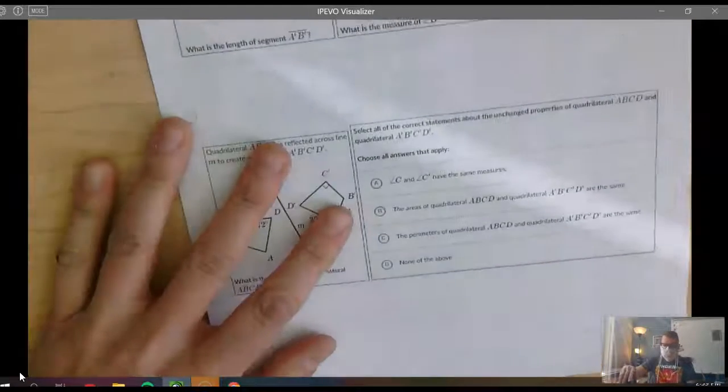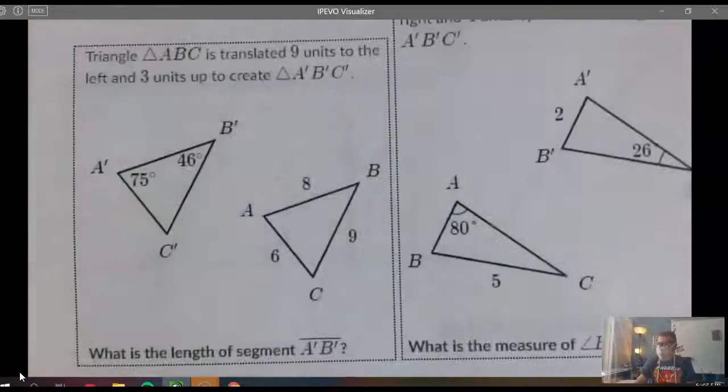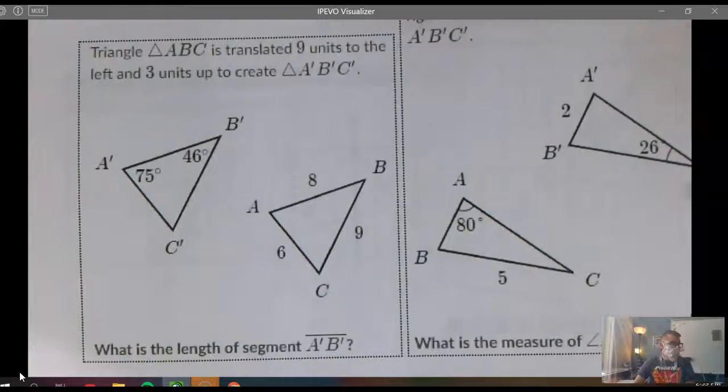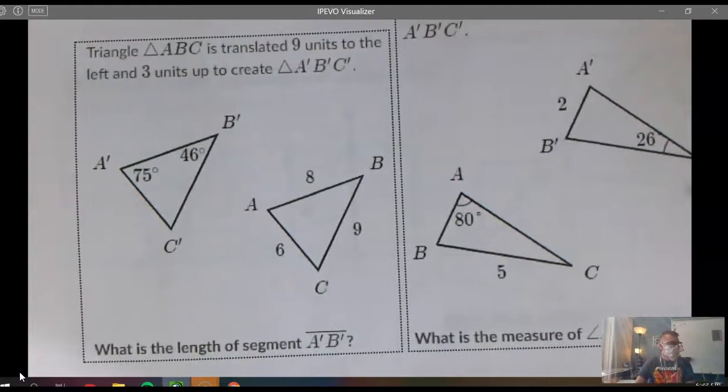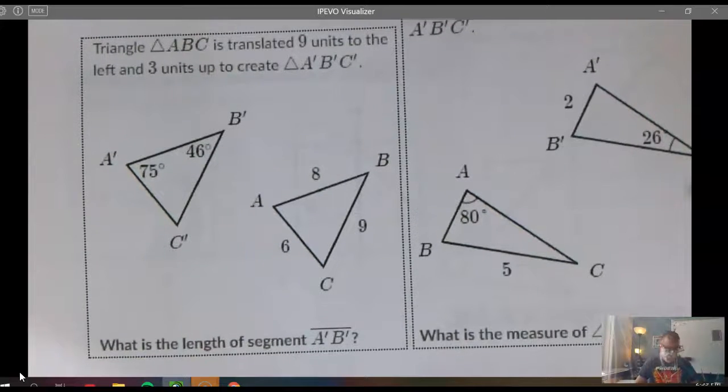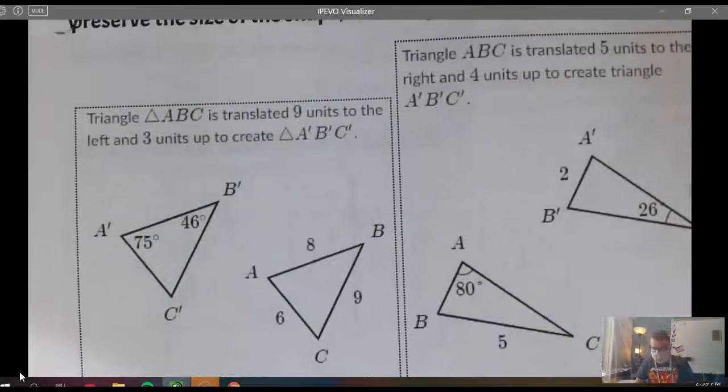When we transform shapes and perform a rigid transformation, what can we say about rigid transformations? What's that, Logan? The size does not change.